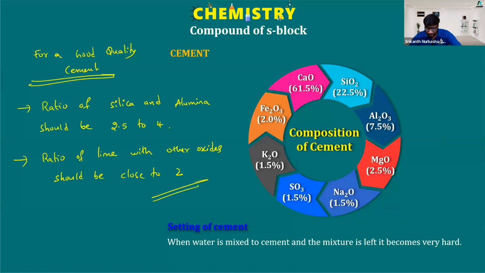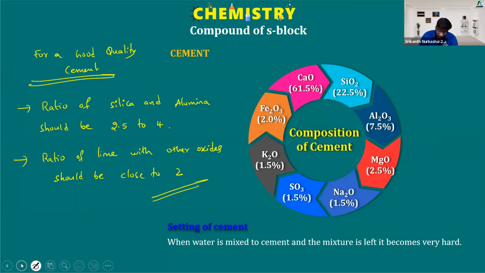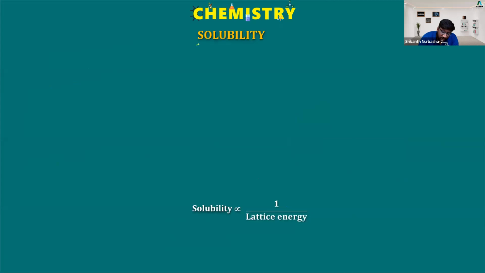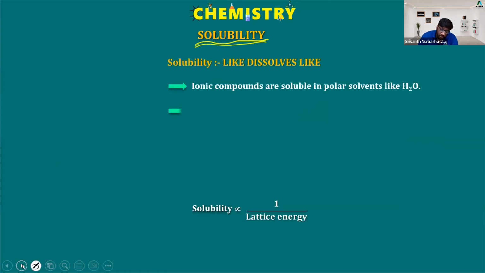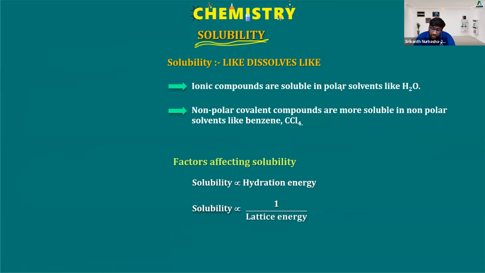Yes, right. So these are all the commercially important compounds of group 1 and group 2 elements. And then comes the next concept, solubility. If you try to compare solubility, like dissolves in like. Ionic compounds are soluble in polar solvents like water. Non-polar covalent compounds are more soluble in non-polar solvents like benzene.